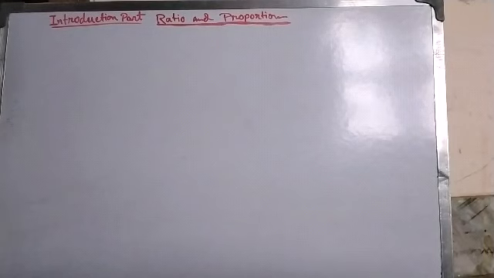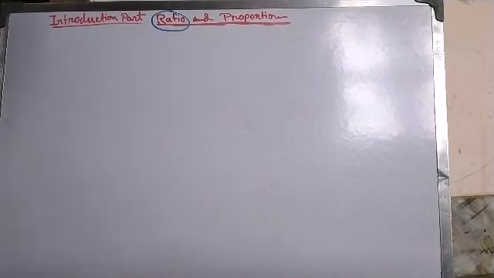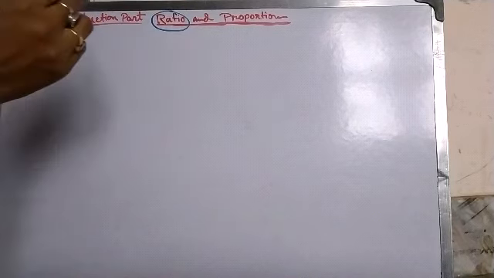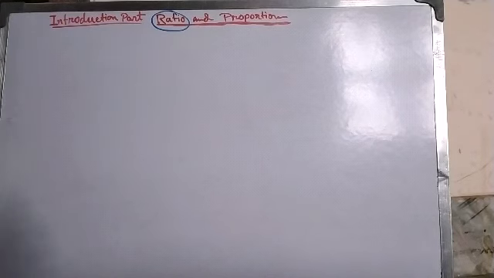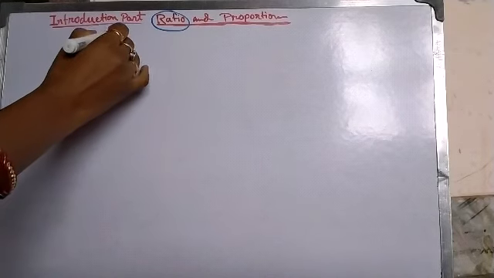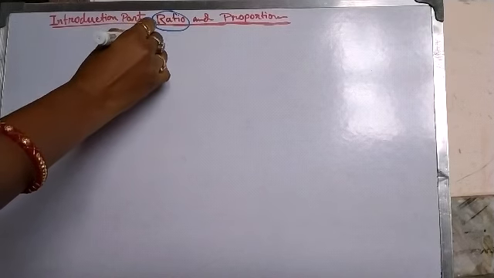Hi students, today I will discuss the new chapter, that is ratio and proportion. So let's discuss its introduction part. First of all, what is ratio? Ratio means the comparison between two quantities, similar type of quantities, and it is also related to the fraction.